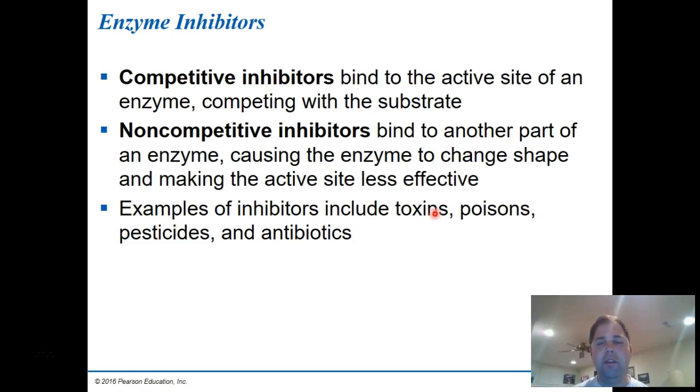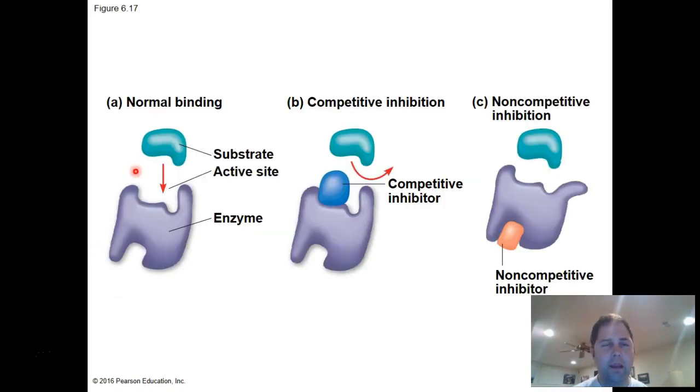Many inhibitors include toxins, poisons, pesticides, and antibiotics, if you want to think about the types of chemicals or molecules that would be inhibitors. Here's just a diagram of it. Normal binding substrate to active site. Competitive inhibitor blocks the substrate from going in. A non-competitive inhibitor changes the shape of the active site so that the substrate no longer fits.